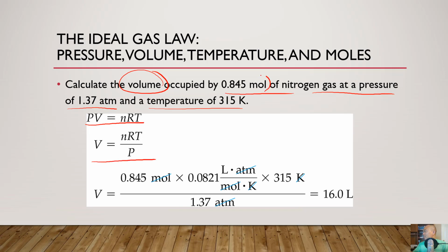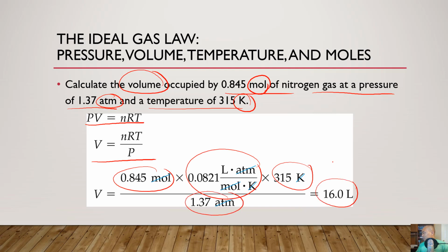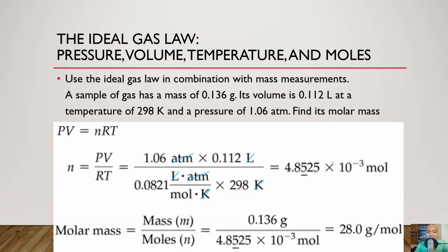Over here, we have the units. Every unit is correct. If any unit is not the right unit, you have to convert it to the right unit. For example, the amount of gas n must be in moles, temperature must be in Kelvin, and the pressure must be in atm. So we substitute the numbers in. Here's the moles, here's the R, here's the temperature, and that's the pressure. So we find out the volume is 16.0 liters.